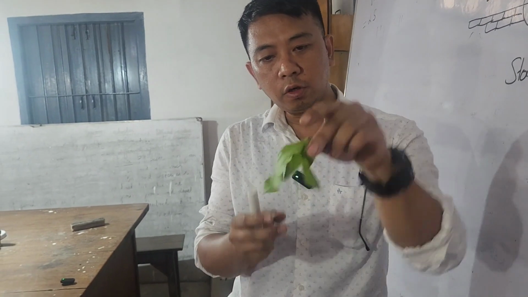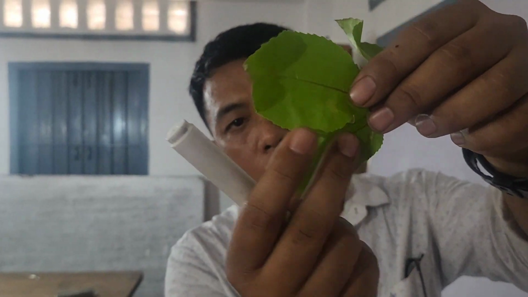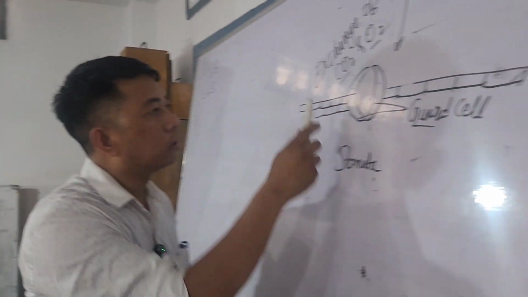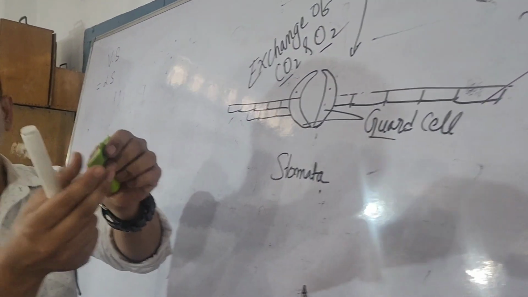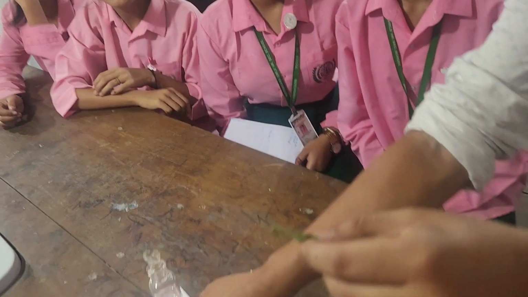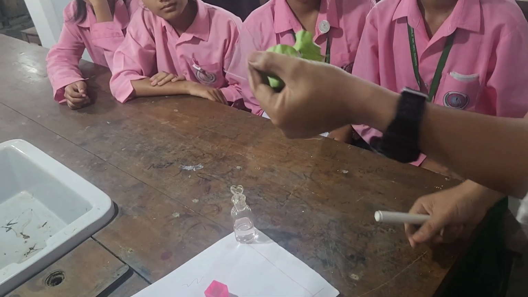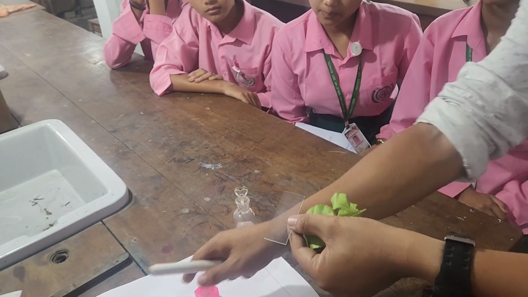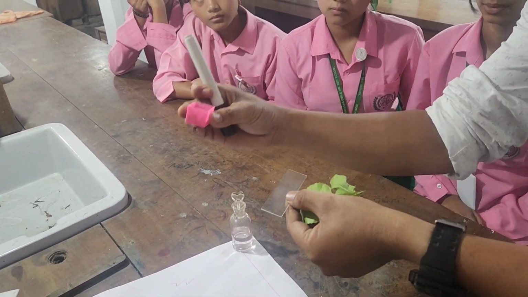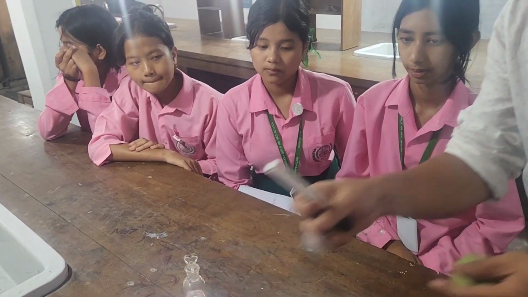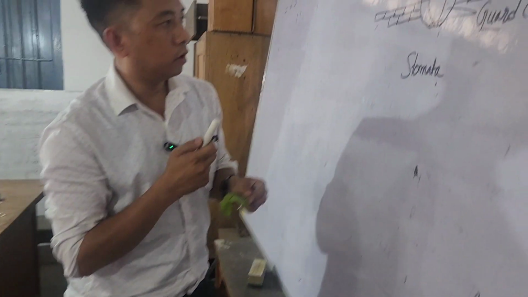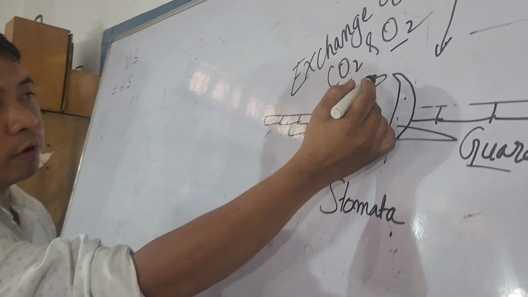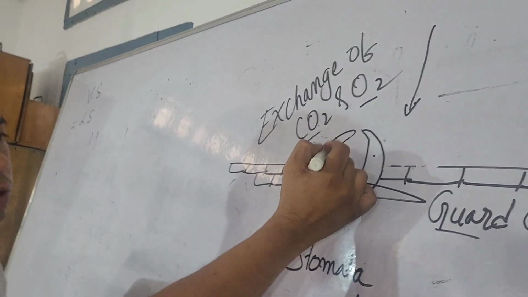Okay, dear students, we will observe this leaf. While peeling off this leaf, we'll put it here on this slide. Then on the slide we'll put glycerin and cover it with the cover slip. And we'll observe under the microscope. While observing under the microscope, you will find this kind of structure.